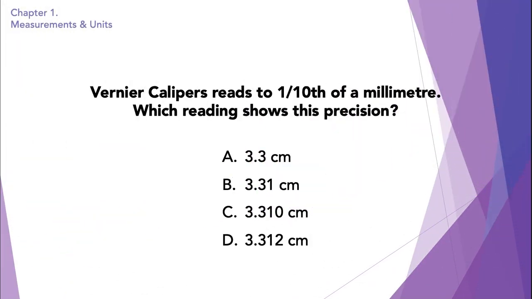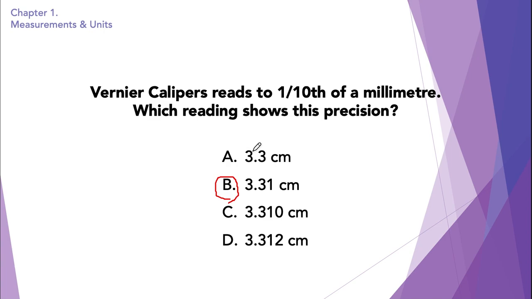Next question. A Vernier Calipers reads to 1/10 of a millimeter. Which reading shows this precision? Find out the answer. So the correct answer is B. To understand this, when we convert these centimeters into millimeters, we get this. The 3.3 centimeters becomes 33 millimeters. Then the second option becomes 33.1 millimeters, the third option becomes 33.10 millimeters, and the fourth option becomes 33.12 millimeters.